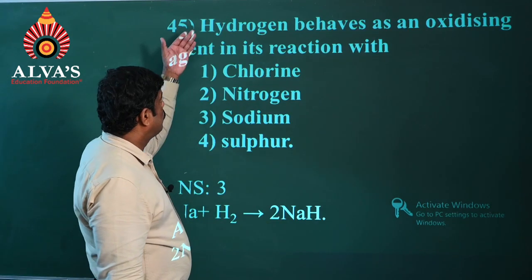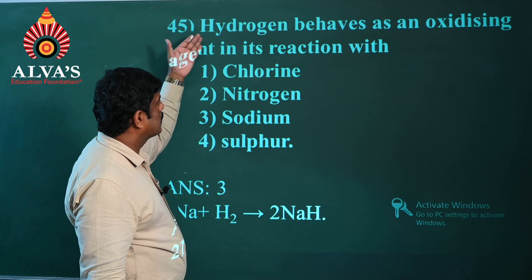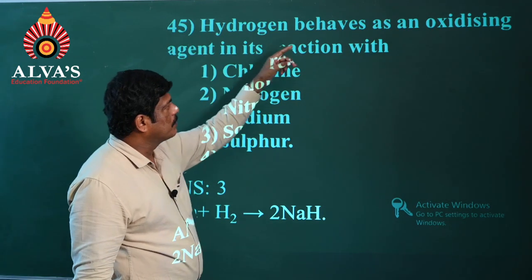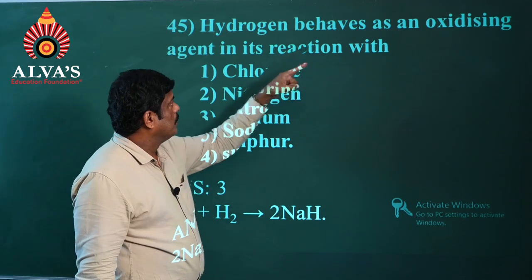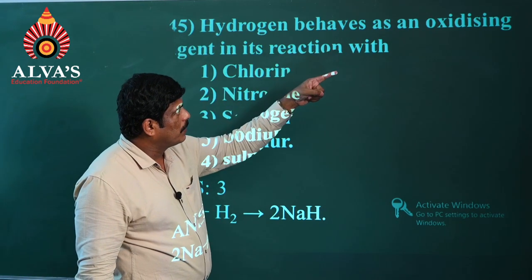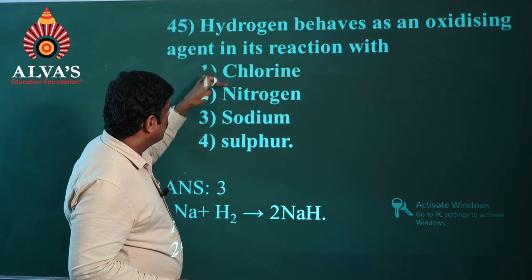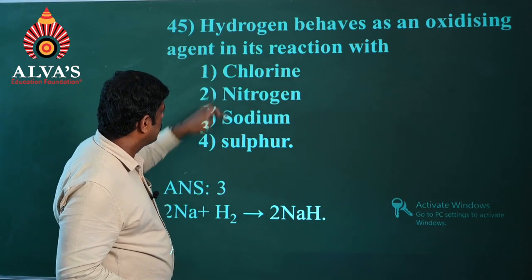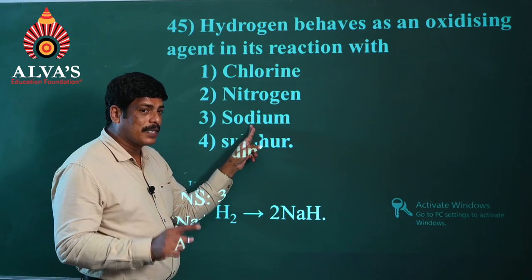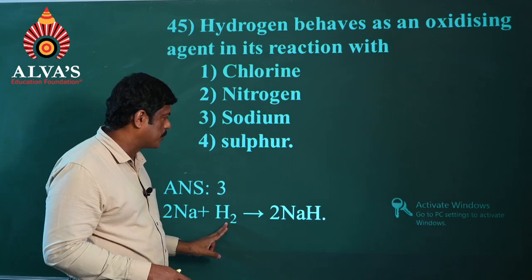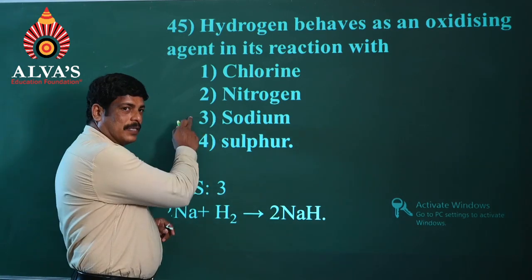Question number 45. Hydrogen behaves as an oxidizing agent in its reaction with. Hydrogen behaves as an oxidizing agent, which means hydrogen undergoes reduction, which means it has to accept electrons. See, chlorine, nitrogen, sodium, sulfur. Among these, sodium is a metal. Metal can donate electrons, and hydrogen will accept the electron. Hence, hydrogen undergoes reduction. Hence, the option must be the third option.